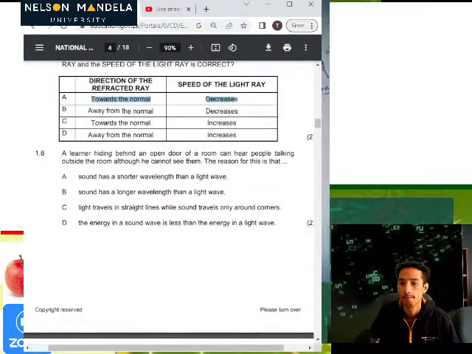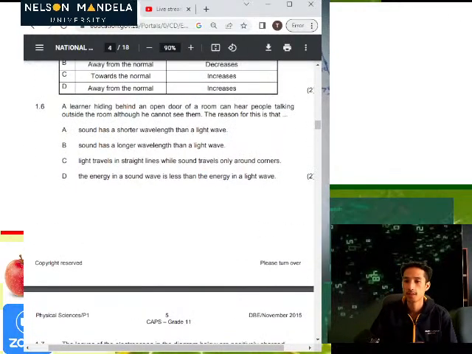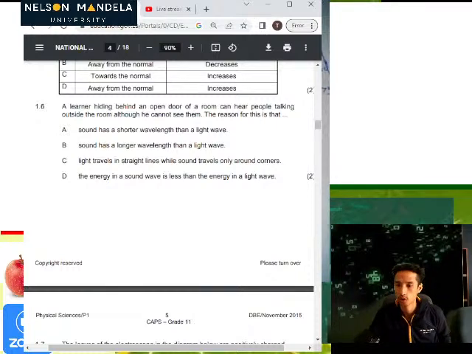Now 1.6 says a learner is hiding behind an open door of a room and can hear people talking outside the room, although he cannot see them. The reason for this is, and now it gives us various options. It says sound has a shorter wavelength than light, so you have to determine the truth.